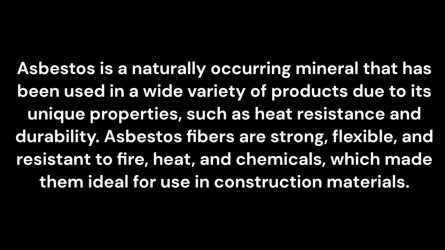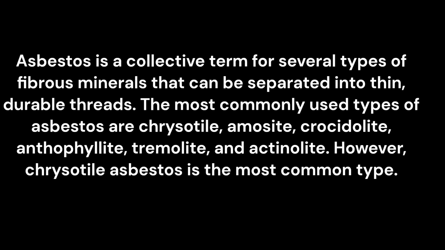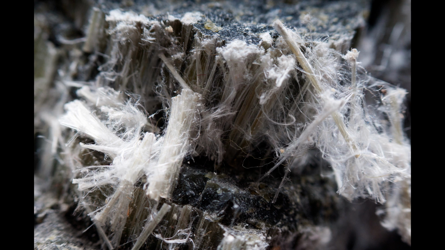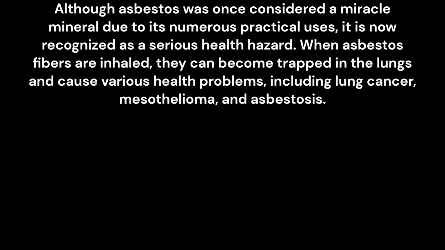Asbestos is a collective term for several types of fibrous minerals that can be separated into thin, durable threads. The most commonly used types of asbestos are chrysotile, amosite, crocidolite, anthophyllite, tremolite, and actinolite. However, chrysotile asbestos is the most common type and accounts for over 90% of the asbestos used worldwide.